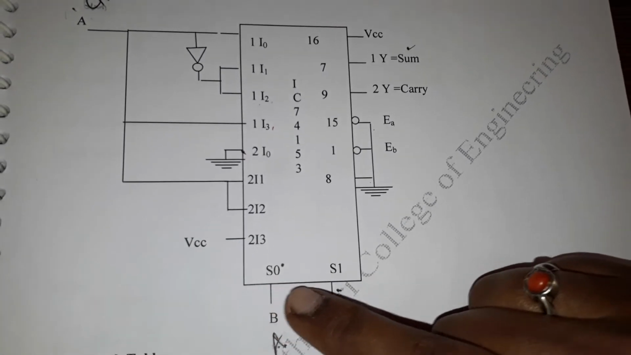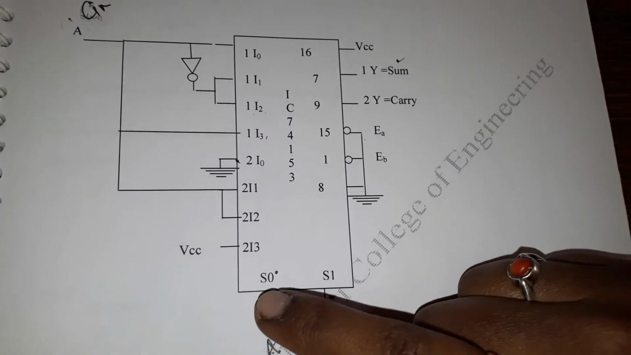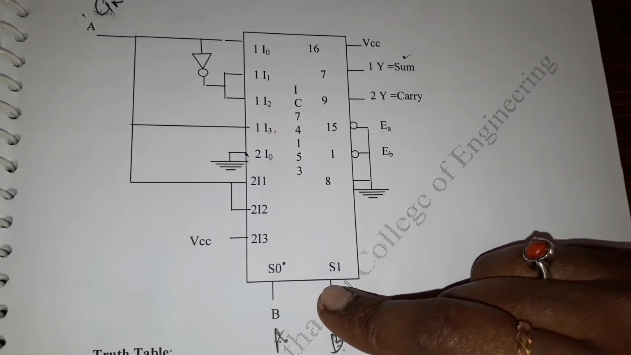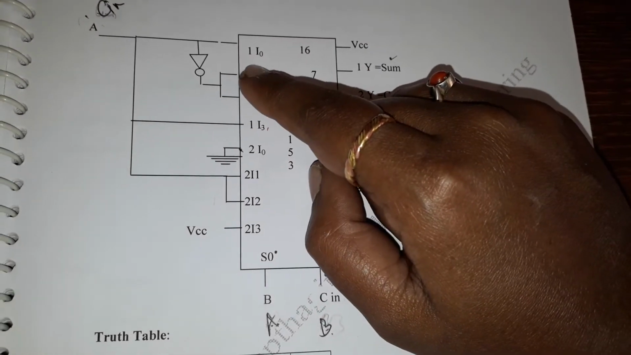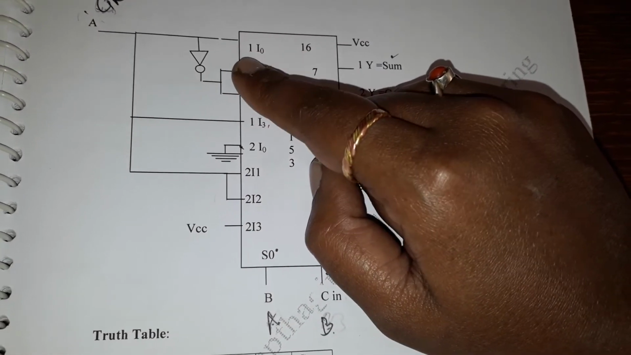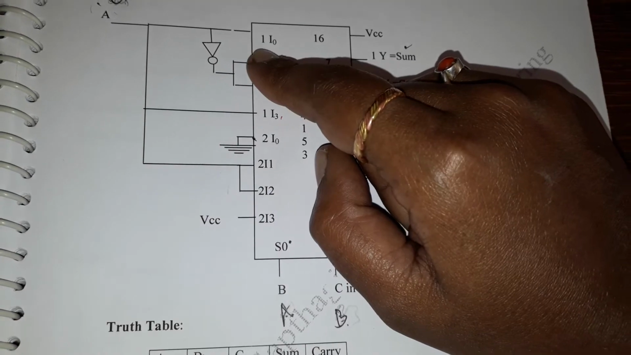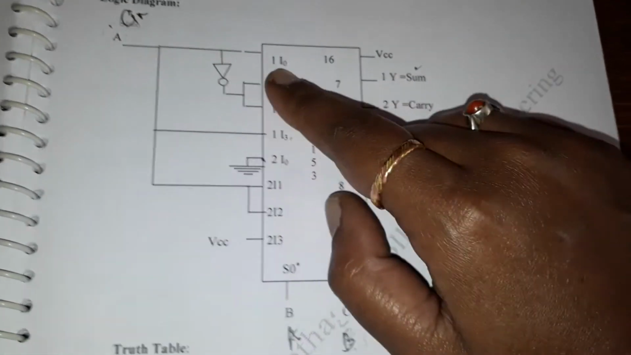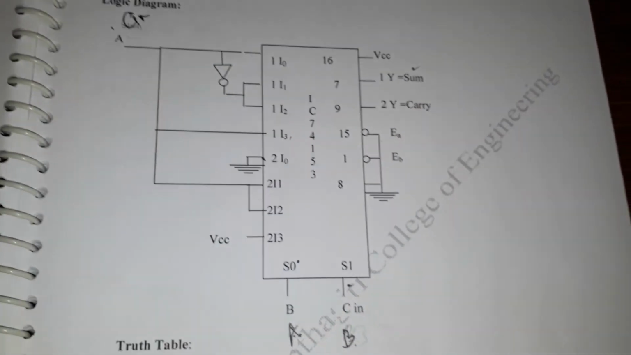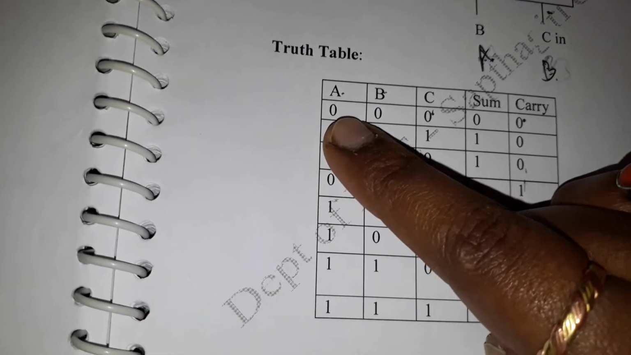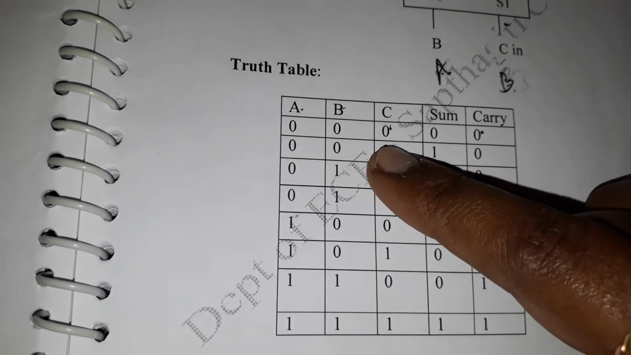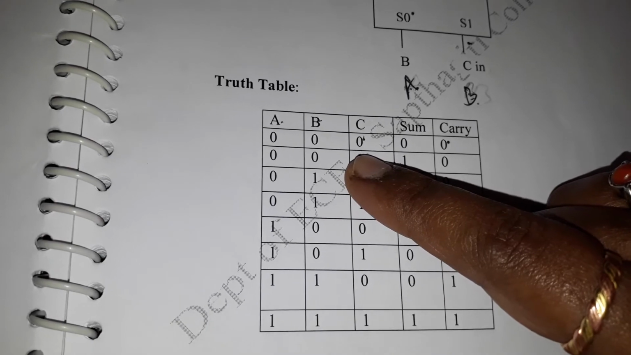If we give the input 0 and the select lines are 0, 0, S0, S1 both are 0, it will consider the output as 1I0. The data present here is 0 because we have given A as 0. So the sum is 0. So for input 0, select lines 0, 0, it will select 1I0 as its output.